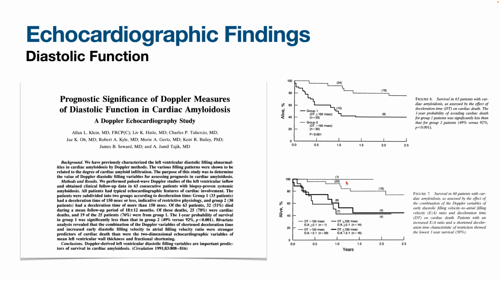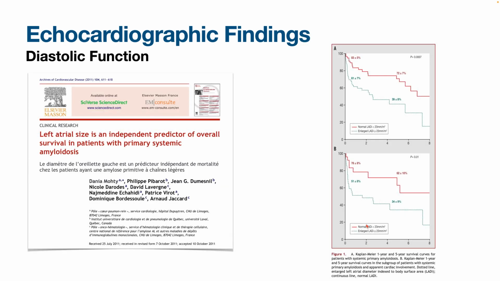But among all the patients with deceleration time more than 150 and E to A more than 2.1, there's only one patient, and the prognosis is slightly worse, but not as bad as people with a short deceleration time and high E to A. Okay, so again, this is historically important because of the ability for echo to actually predict prognosis, like fortune telling using echo, one of the first papers.